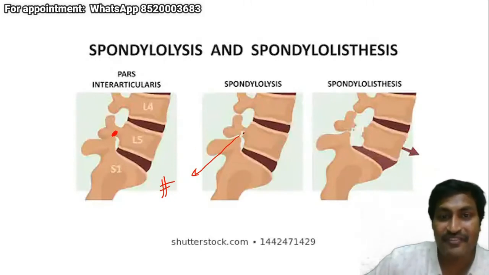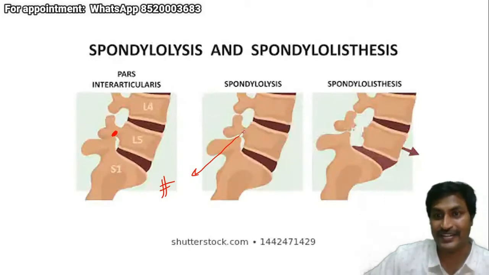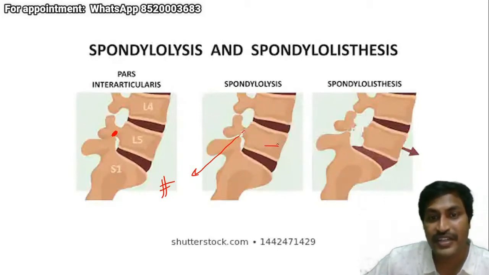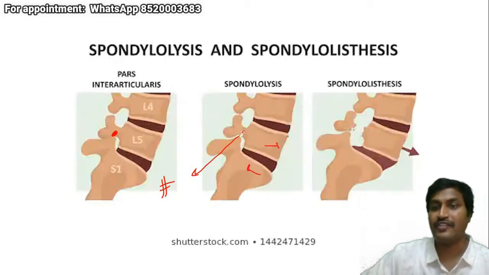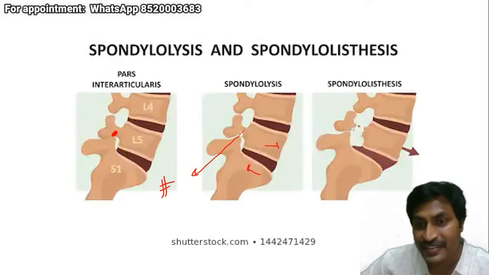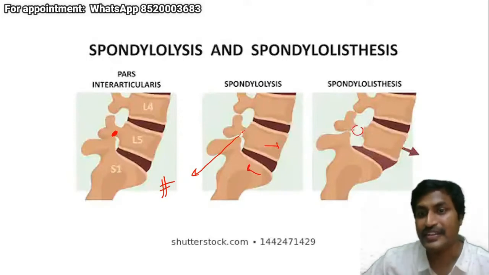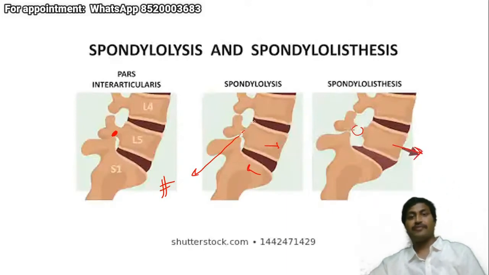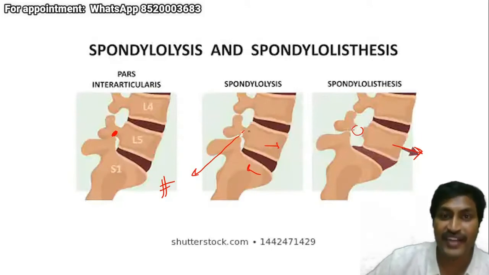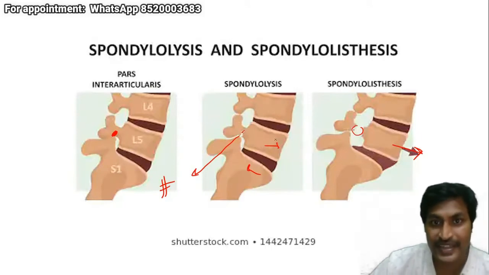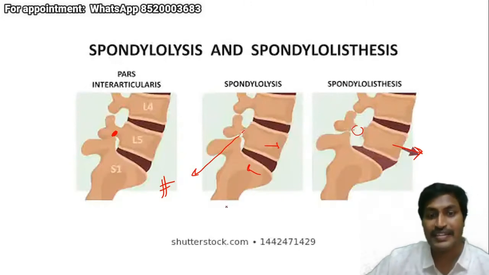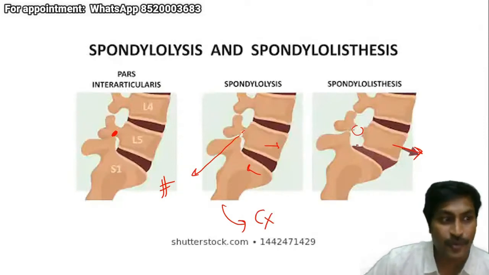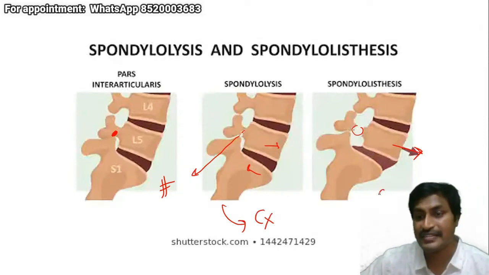So this is a fracture of the pars interarticularis, but there is no movement of one vertebra over the other. Whereas here, because there is a fracture of the pars interarticularis, the vertebra has slipped forward. You'll have to identify all these three things because in all three, the patients present with back pain. When there is a fracture of the pars interarticularis but no movement of the vertebra, this patient can be managed conservatively. Whereas if there is movement of the vertebra, this requires surgery.